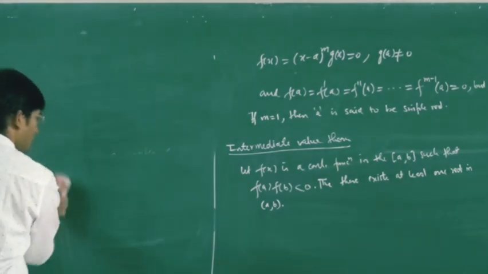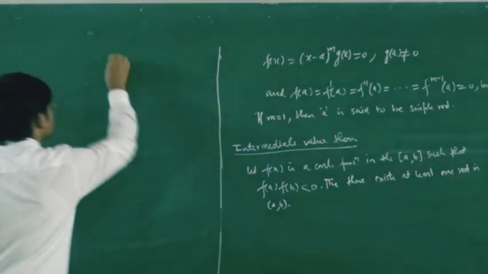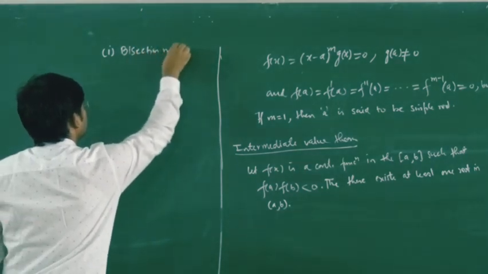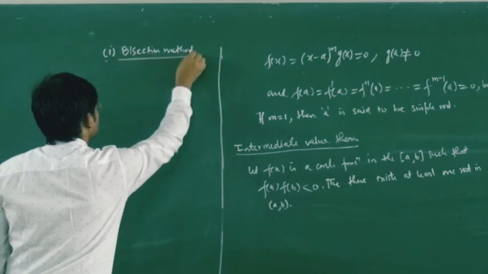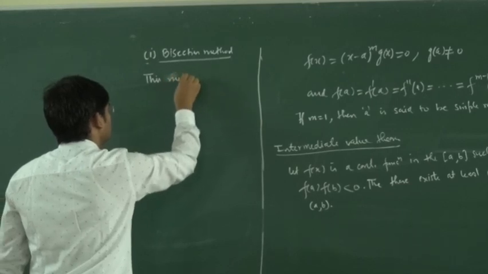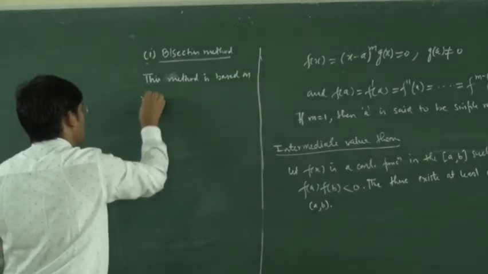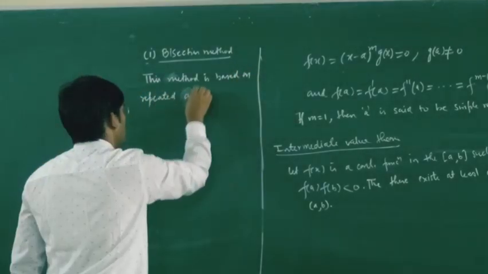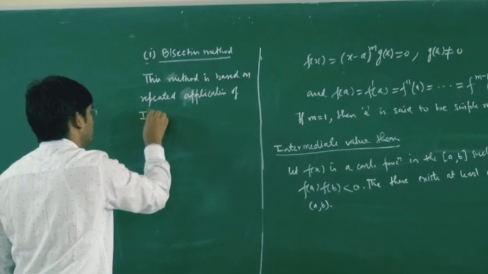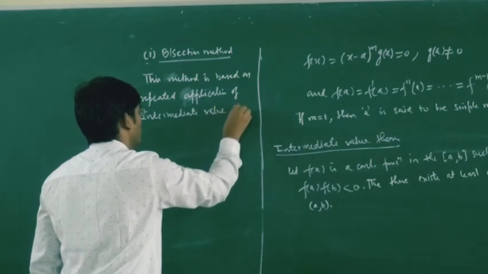Now our first method is the bisection method, which is based on this intermediate value theorem, and it is basically the repeated application of this intermediate value theorem.